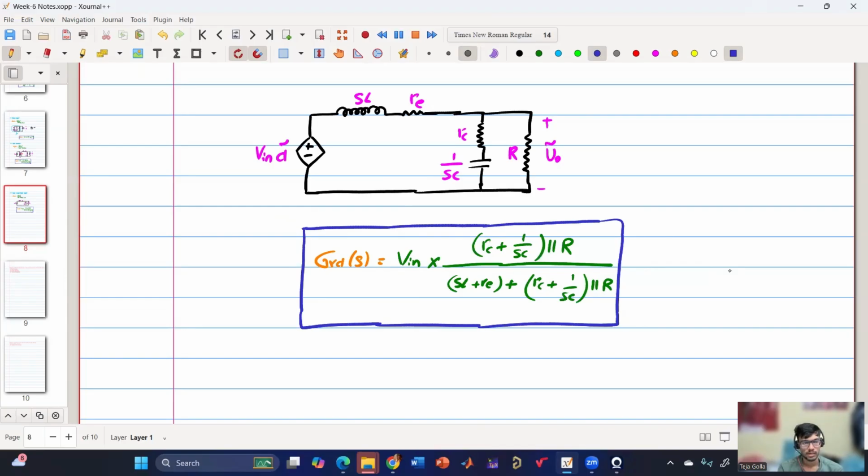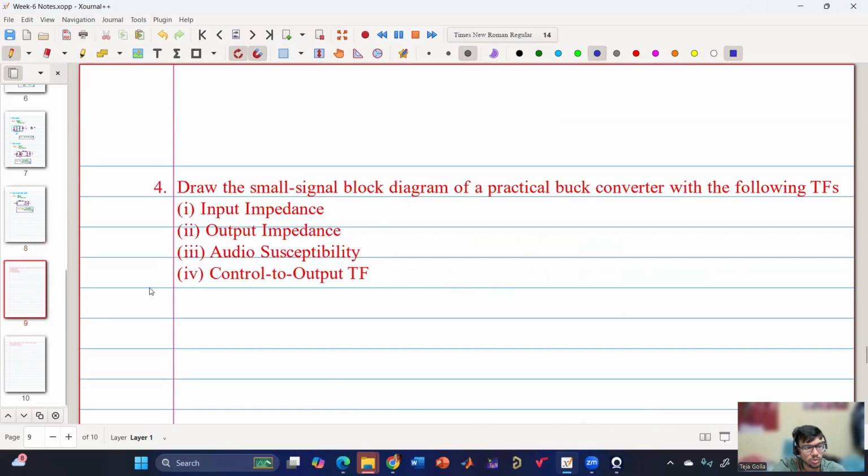Yes, clear, sir. So if you have any doubts, you can ask. Else we'll move to the fourth problem of today, which is also simple. Then we'll move to the final topic.